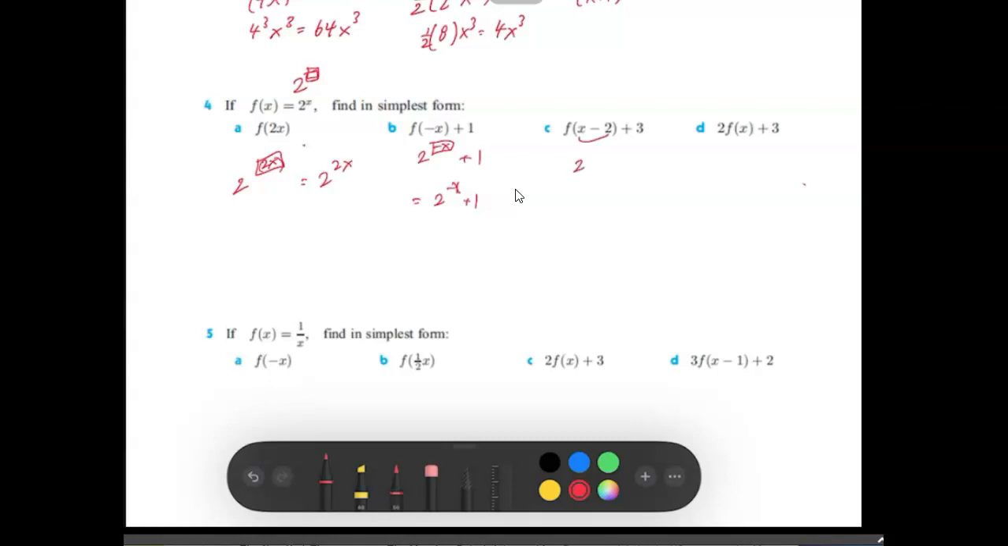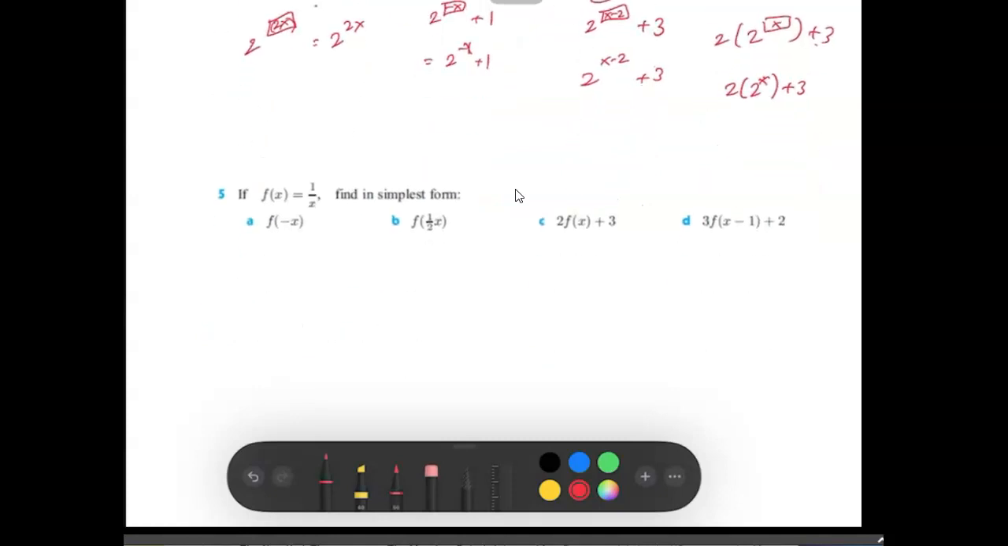Here we got x minus 2 in the box, so we'll put 2 to the x minus 2, and then we have plus 3 on the outside. So we could simplify that as 2 to the x minus 2 plus 3. And then the last one would be 2 to the x, because inside the parentheses is just x, plus 3. So that'd be 2 times 2 to the x plus 3. If you want to, you can combine the 2 on the outside with the 2 on the inside, making it 2 to the x plus 1, but I don't think that really makes it any easier, so you can just leave it like this.